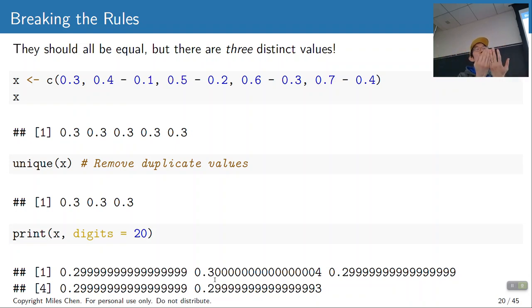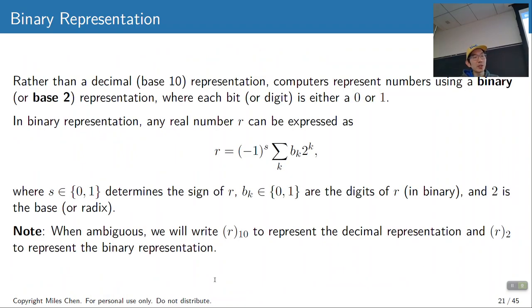And so you would not do an if statement where you check if 0.1 plus 0.2 is equal to 0.3, because that's going to return false, right? So you have to keep that in mind when you're designing little scripts to work around these operations. All right, so the way computers store numbers is in binary.